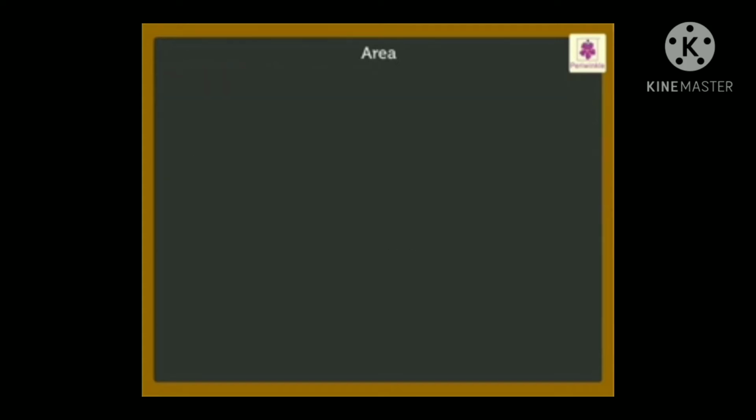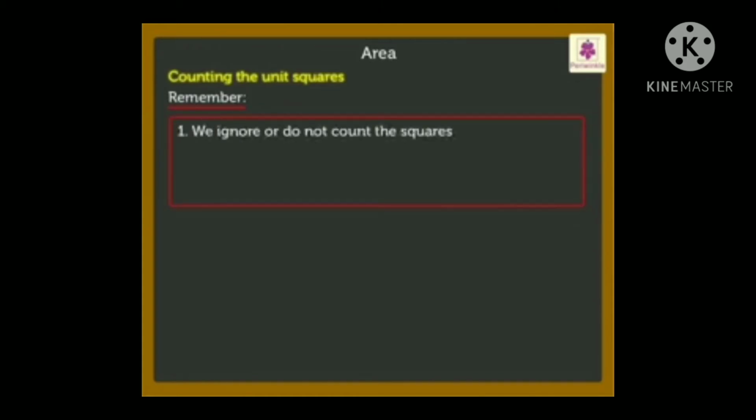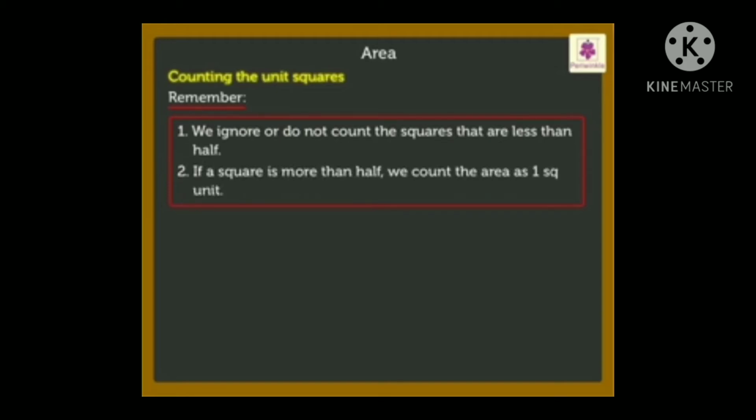Now, when we are finding area of plane figure by counting unit squares, we have to remember a few points. What we have to remember is that we should ignore, or not count, the squares that are less than half. If a square is more than half, we count the area as 1 square unit.